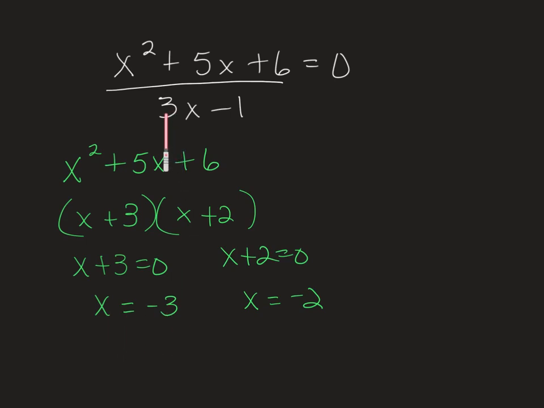Negative 3 times 3 is negative 9, minus 1 is negative 10. So it is a solution because it does not equal 0. Negative 2 times 3 is negative 6, minus 1 is negative 7. So negative 2 is also a solution.